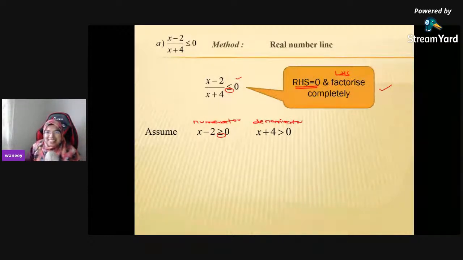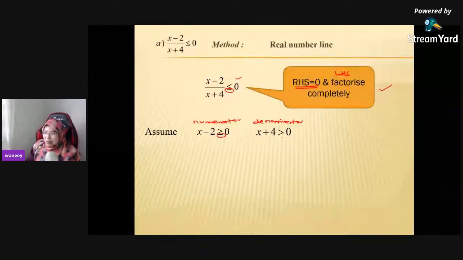Okay, you take your denominator. So x plus 4 is our denominator and you let them to be greater than 0. For denominator, you should be very careful never to let them equal to 0. The bottom part cannot be equal to 0, otherwise our fraction will be undefined. So always make sure if the question has some equal sign, only the numerator will take the equal sign. For denominator, always make sure you don't have any equal sign.